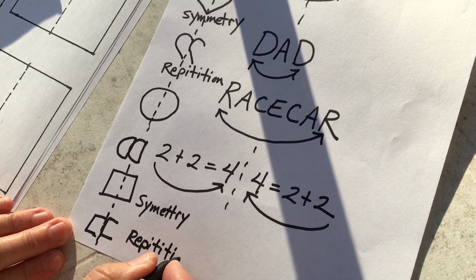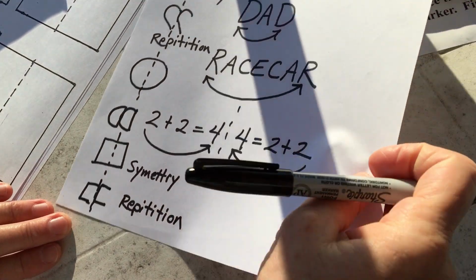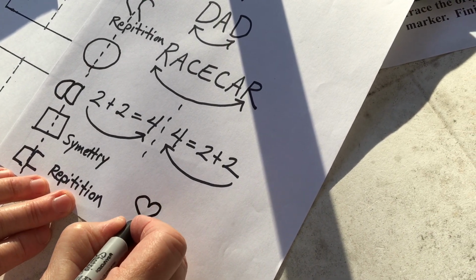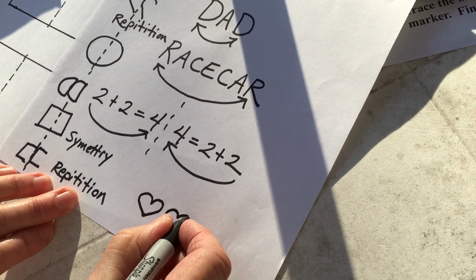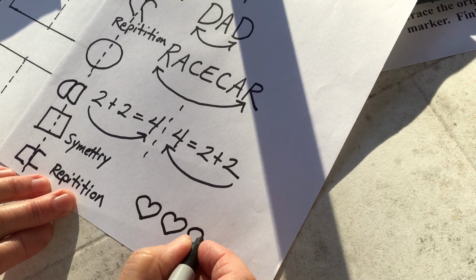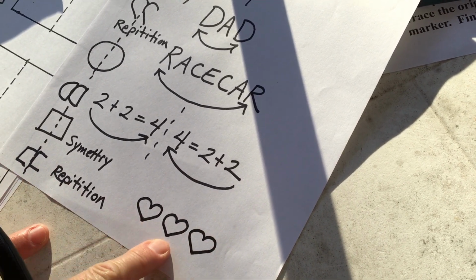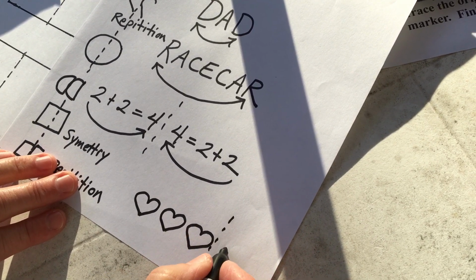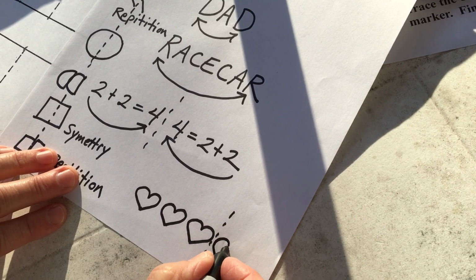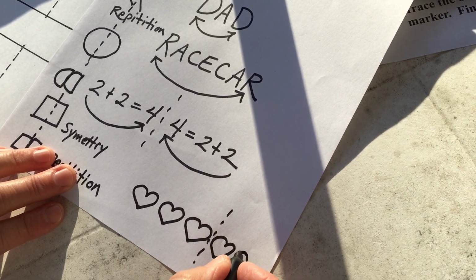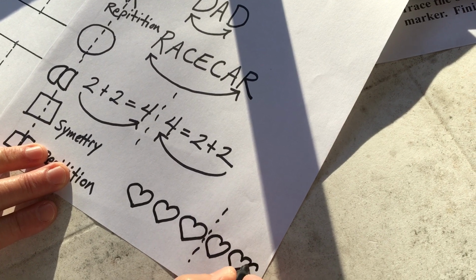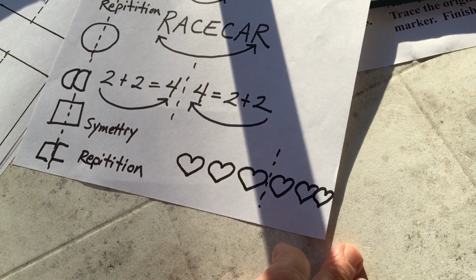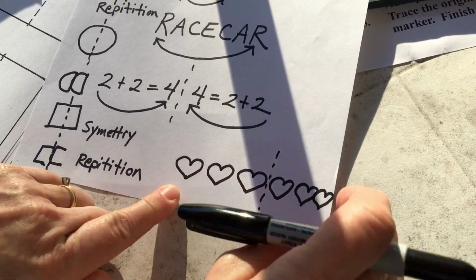Now, that seems easy enough, doesn't it? But sometimes it's confusing. If I repeat hearts in a row, 3 hearts, this is repetition. But, see if I have room on this paper, if I put 3 more hearts on the other side, almost, that's pretty much symmetry, because they would mirror each other even though they also repeat.